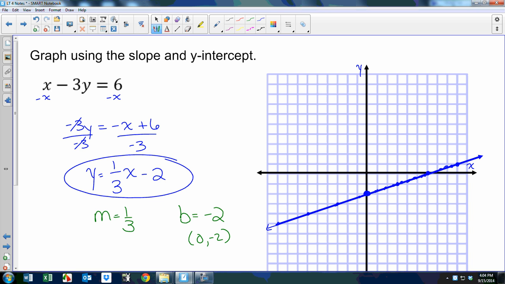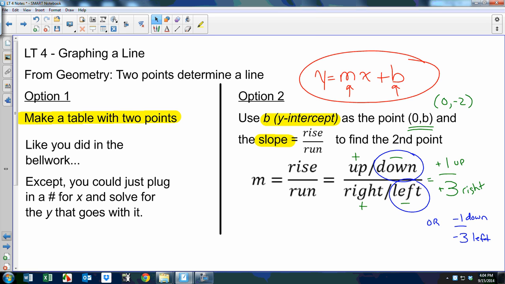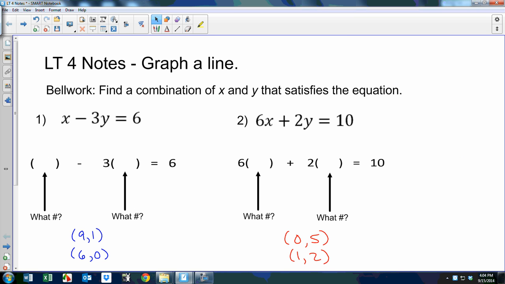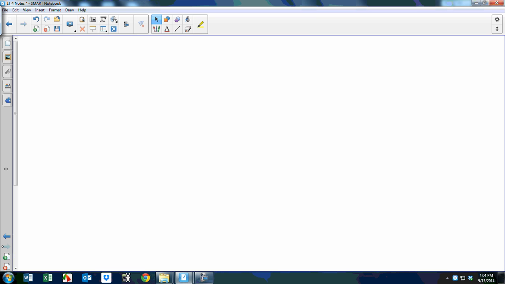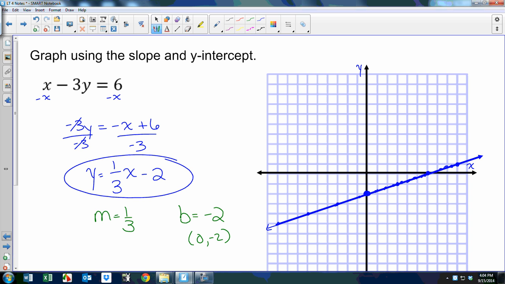All right, so now let's check the 2 points that we found in the bell work. Let's see, 9, 1, and 6, 0. Right 9, up 1, and right 6 on the x-axis. Are they on the line? Yeah. We could have graphed 9, 1 and 6, 0, and connected the dots using that as well. But again, Learning Target 4 is better equipping us for graphing linear inequalities and multiple inequalities, using slope and y-intercept. So you really want to practice using the slope and the y-intercept to graph your lines.